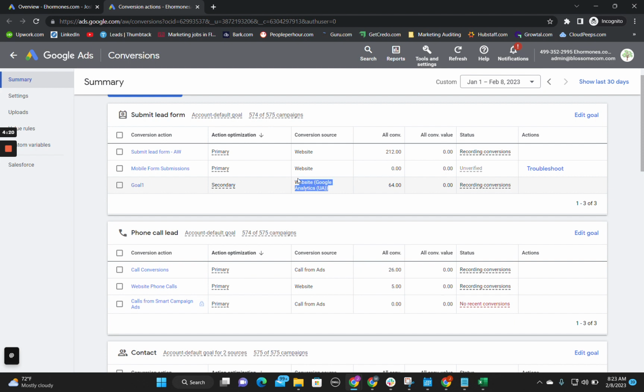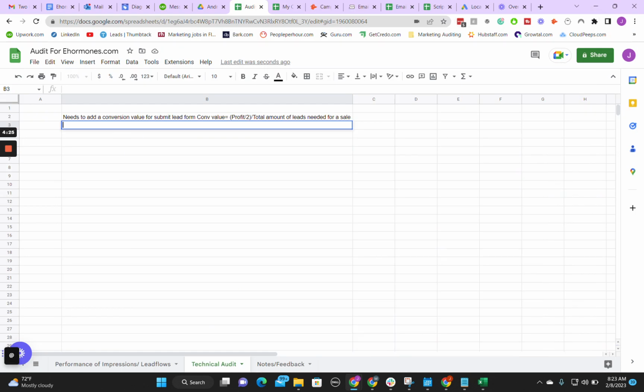So what we're going to do is make a note of this for goal 1. For goal 1, there is a possibility conversion tracking is not working due to it being funneled through Google Analytics.